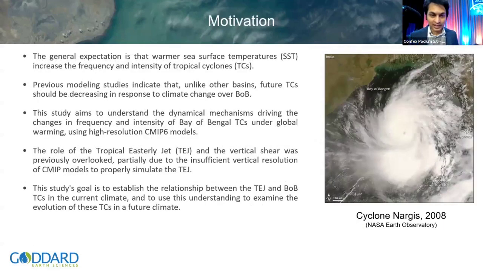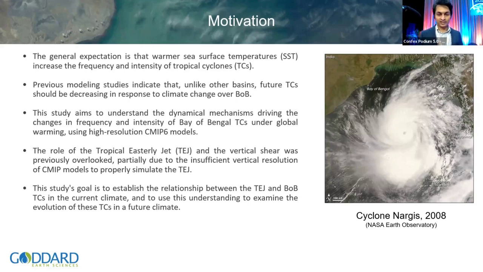The general expectation is that warmer sea surface temperature increases the frequency and intensity of tropical cyclones. A lot of studies have shown that in different ocean basins. However, previous modeling studies indicated that, unlike any other basin, Bay of Bengal tropical cyclones are projected to decrease in the future climate, which is surprising. This study aims to understand the dynamical mechanism driving the changes in frequency and intensity of Bay of Bengal tropical cyclones under global warming conditions using high-resolution CMIP6 models.